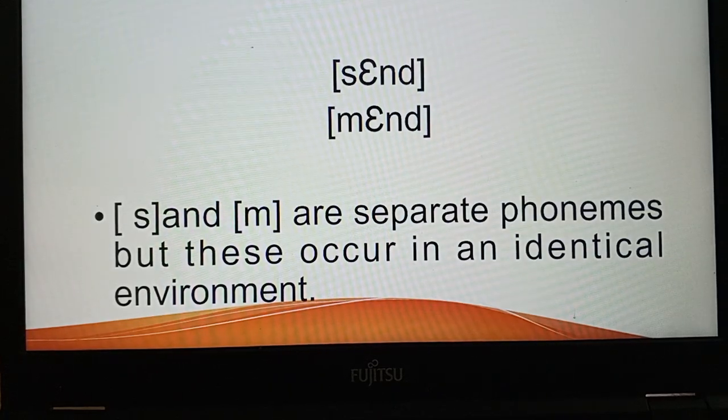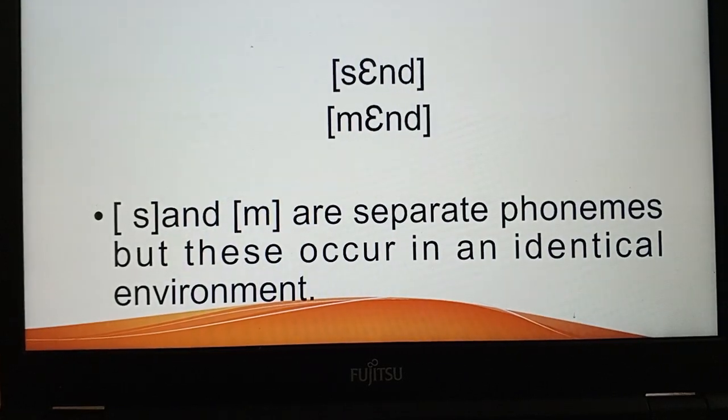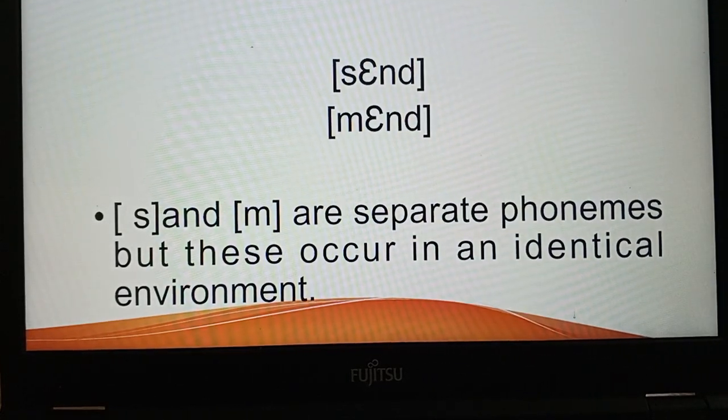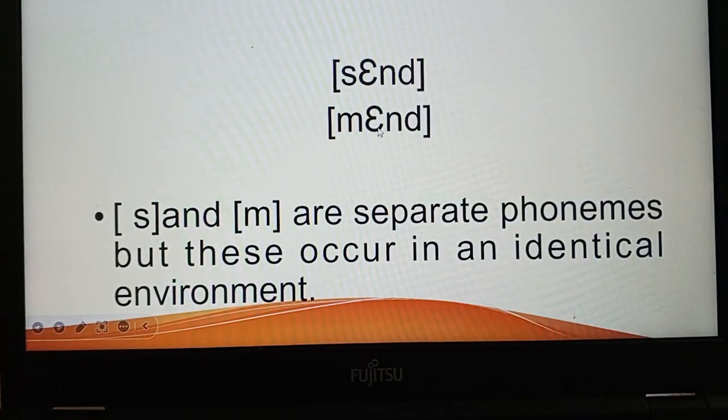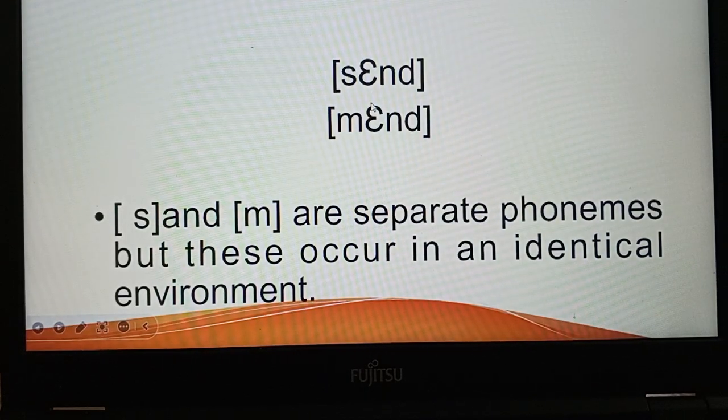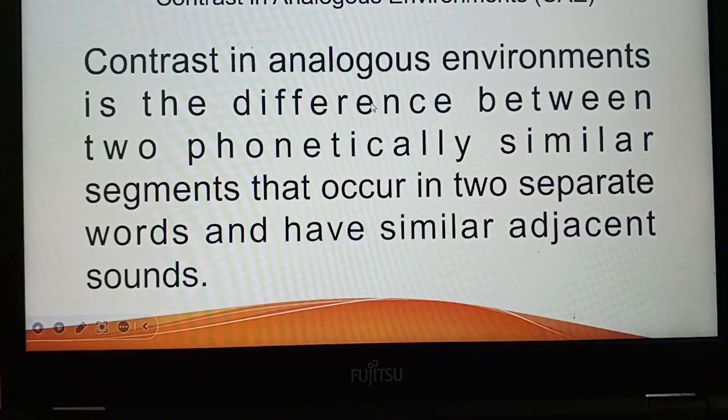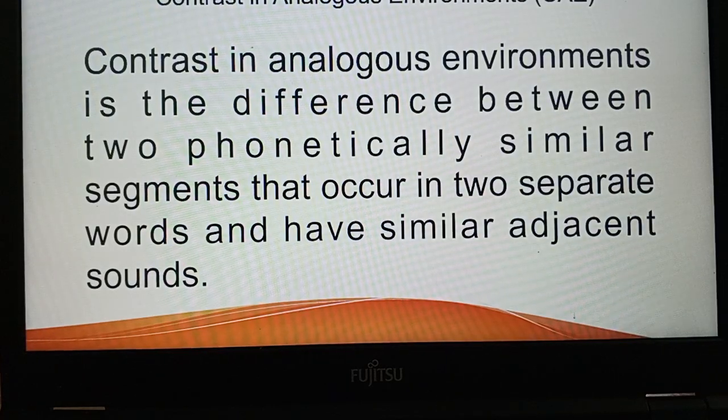Moving on with send and mend. The same thing, send and mend. They are minimal pairs, right? The S and M are separate phonemes that can be found in the same environment, before the vowel E. So both of which can be found before the vowel E. Right? How about contrast in analogous environment?